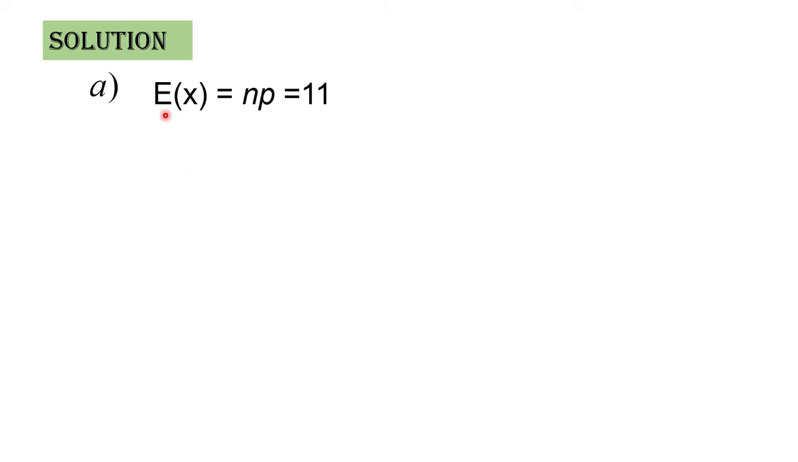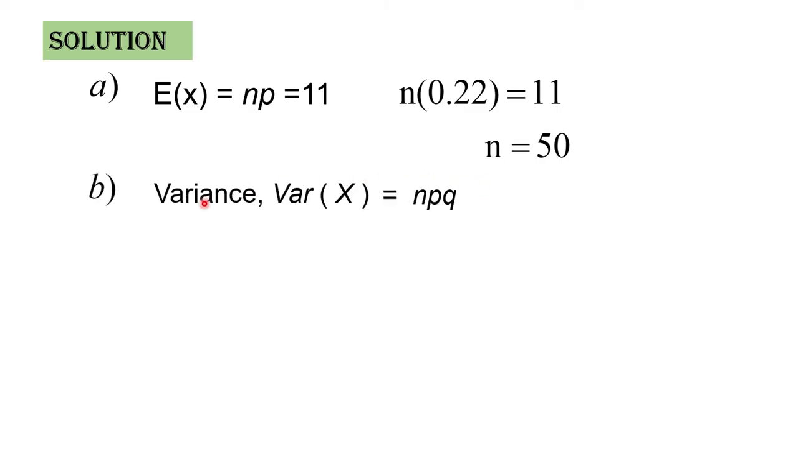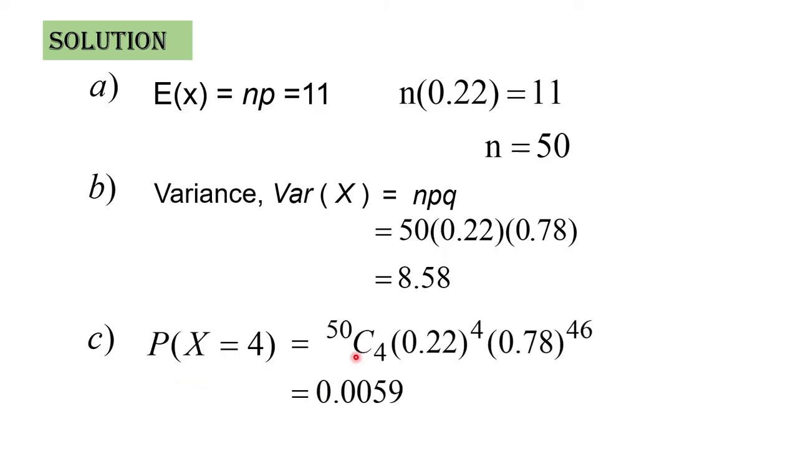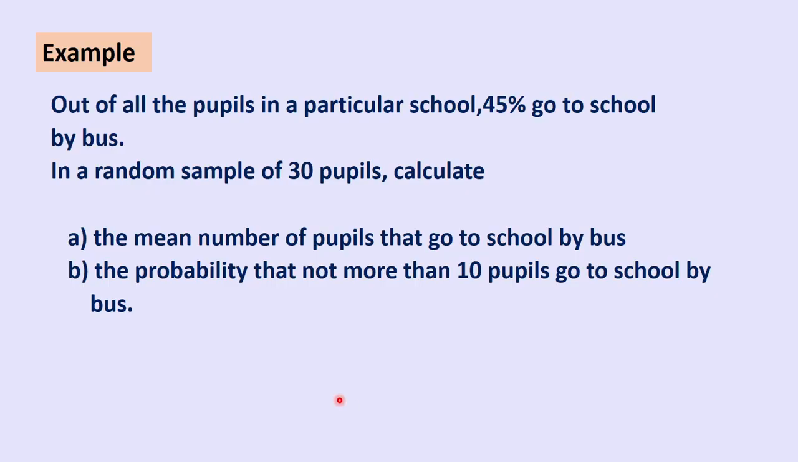Okay, so E(X) is n times p equals 11. n times 0.22 equals 11. We get n equals 50. B, variance is n times p times q. So 50 times 0.22 times q, that is 0.78. The answer is 8.58. C, probability X equals 4. We can use the binomial formula. That is 50C4, 0.22 to the power of 4, 0.78 to the power of 46. And the answer is 0.0059.